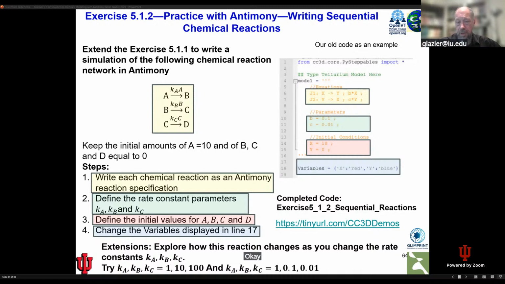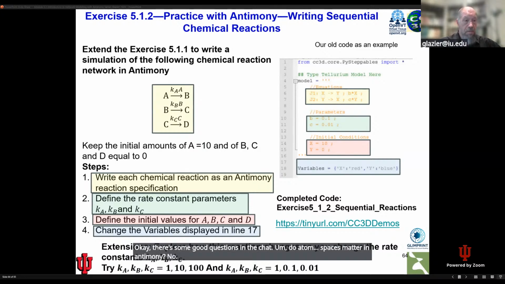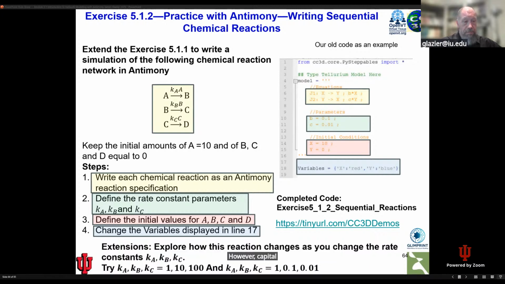Okay, there's some good questions in the chat. Do spaces matter in Antimony? No, spaces don't matter in Antimony, neither does indentation. However, capitalization does matter.